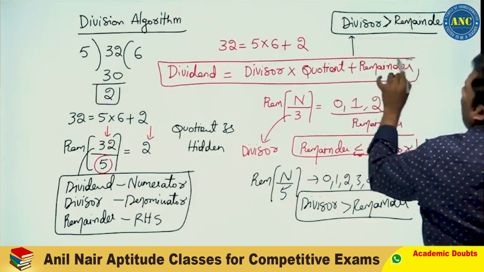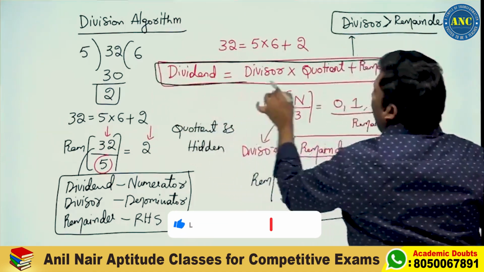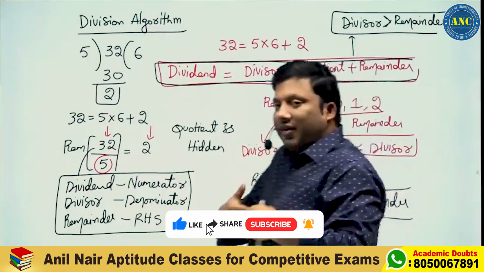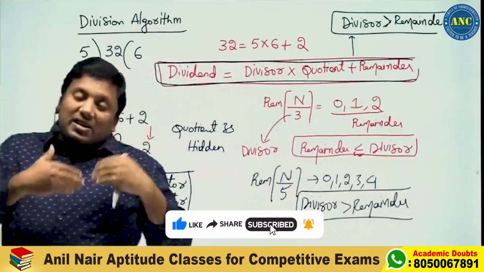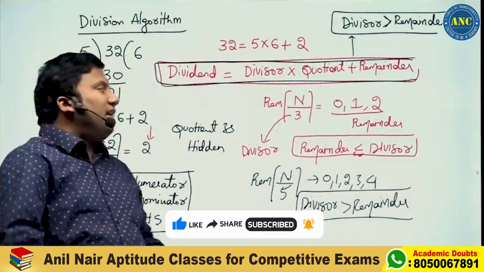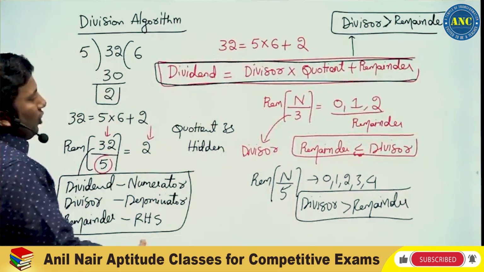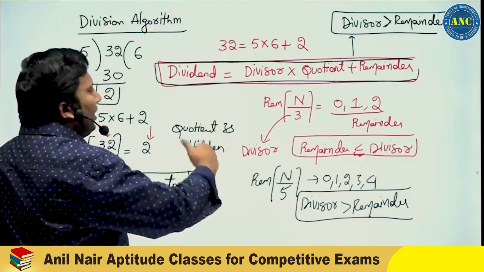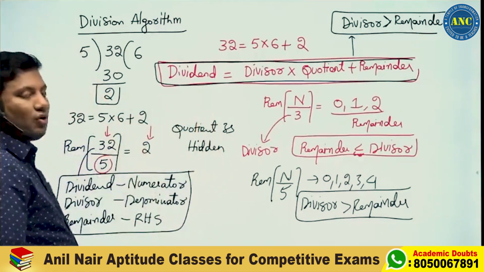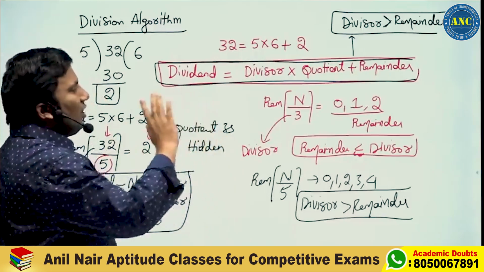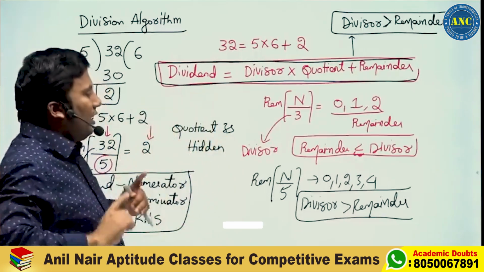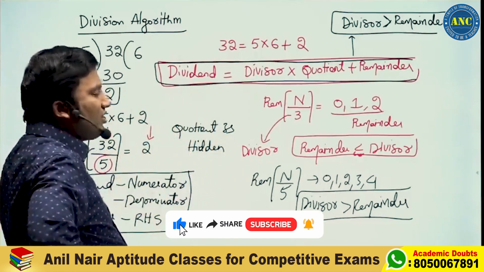All the questions are based upon this concept. Dividend is the number which is getting divided. Divisor is the number which is dividing the dividend. How much is left over is called remainder. How many times the divisor goes in the dividend is called quotient. Dividend is equivalent to divisor into quotient plus remainder.